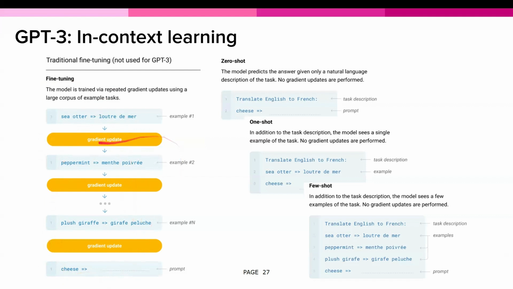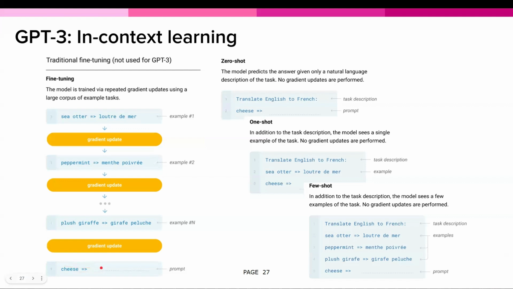So the model learns English to French translation by repeated examples and a gradient update after each example. So for example, the model is given training examples like the sea otter should be l'autre de mer. A gradient update is performed. And then another example, so peppermint should be menthe poivrée. And then finally at the very end, we're interested in knowing what is the French translation for cheese.